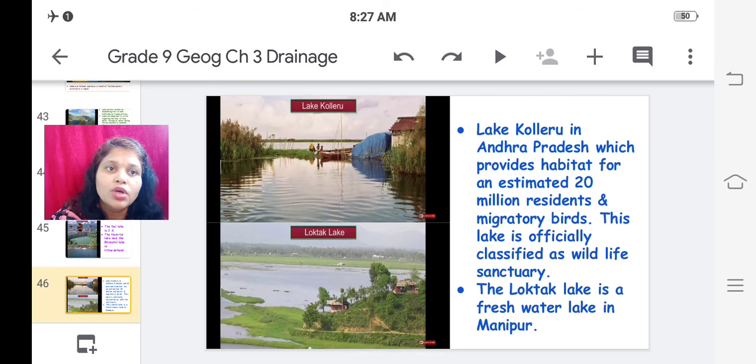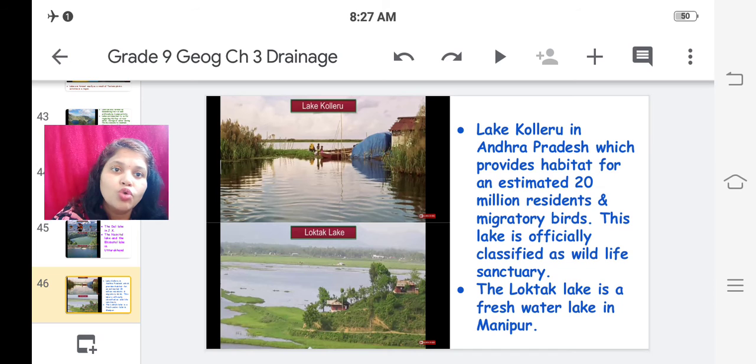Lake Kolleru in Andhra Pradesh provides habitat for an estimated 20 million residents and migratory birds. This lake is officially classified as a wildlife sanctuary. So Lake Kolleru, which is in Andhra Pradesh, is a freshwater lake, and it is a residential place for 20 million people and migratory birds also. So it is officially a wildlife sanctuary.